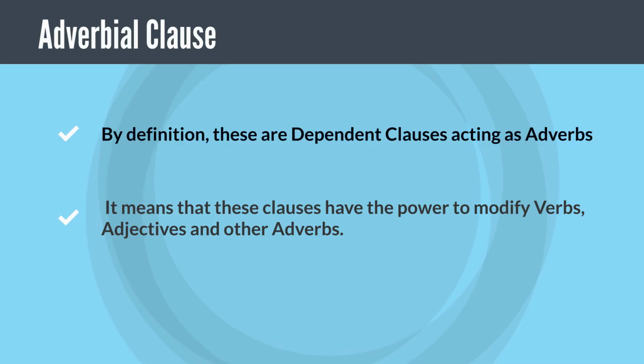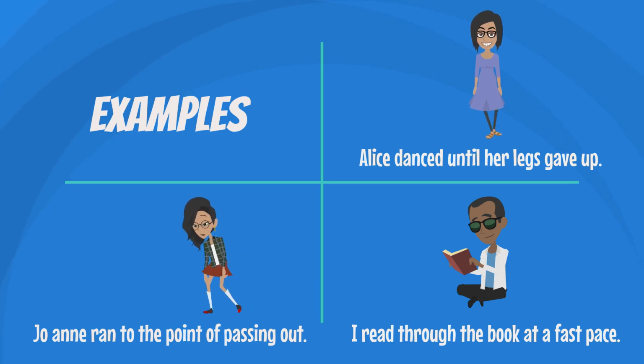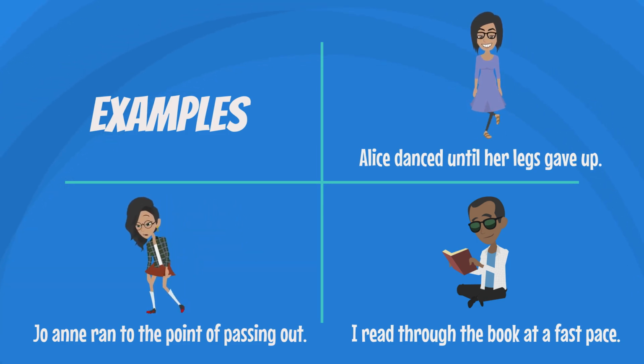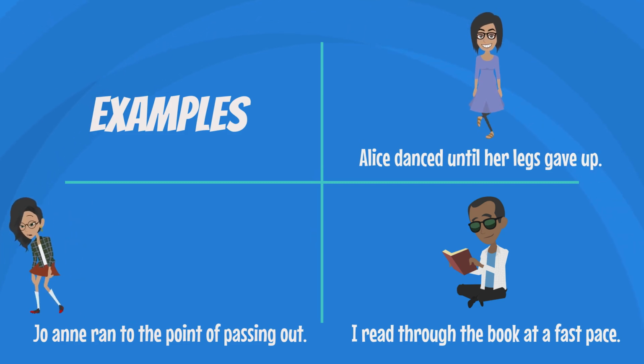Adverbial clause. By definition, these are dependent clauses acting as adverbs. It means that these clauses have the power to modify verbs, adjectives, and other adverbs. Examples: Alice danced until her legs gave up. Joe ran to the point of passing out. I read through the book at a fast pace.